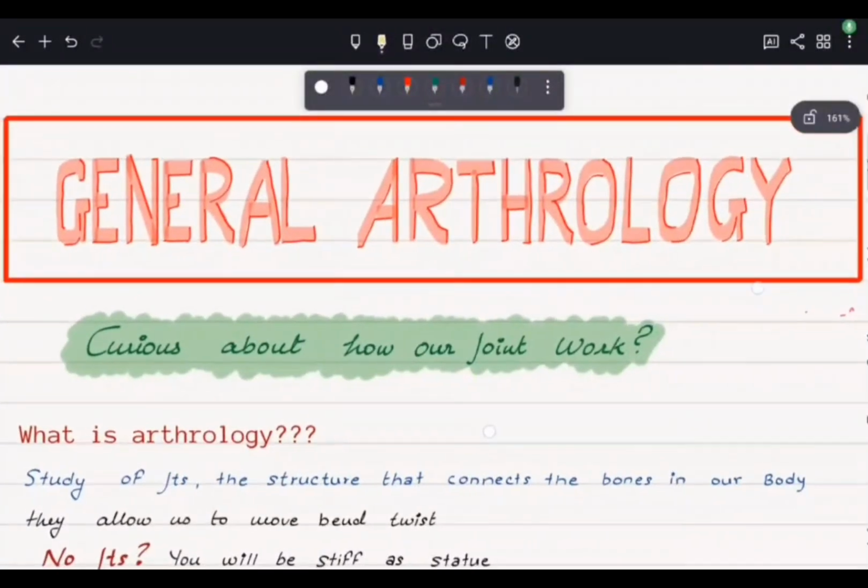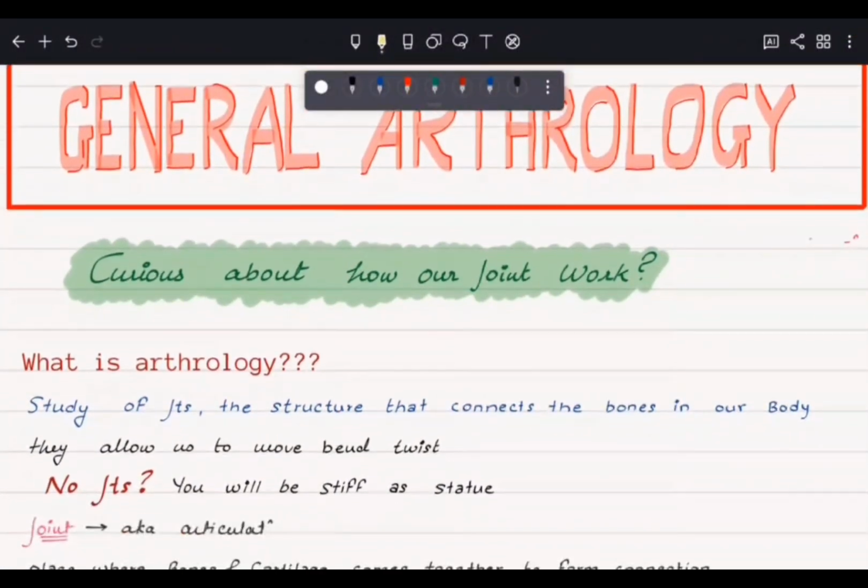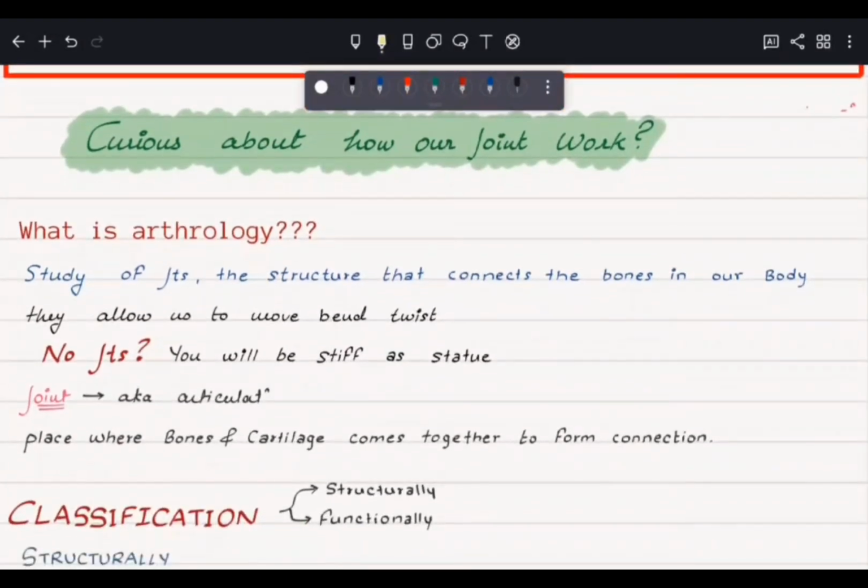General Arthrology. Well, curious about how our joints work? Starting with, what is arthrology? Arthrology is the study of joints, the structures that connect the bones in our body. They allow us to move, bend, twist. No joints? Well, you will be stiff as a statue.